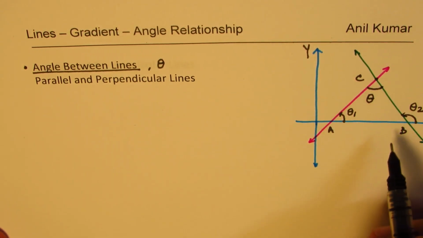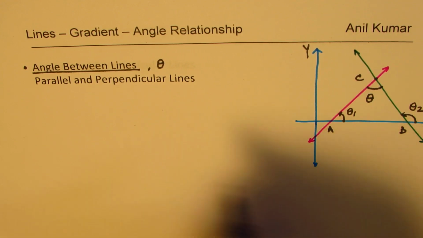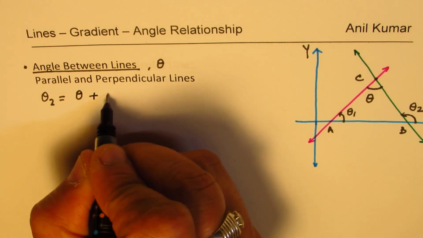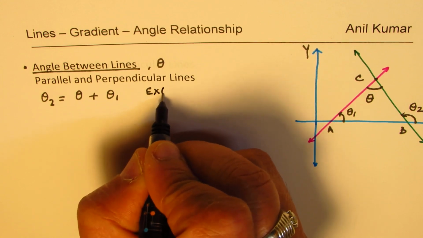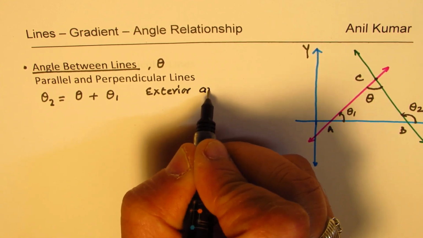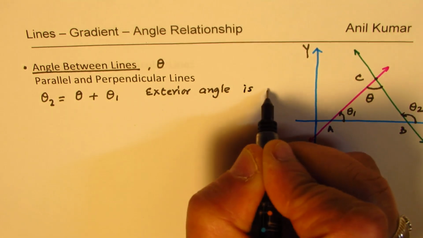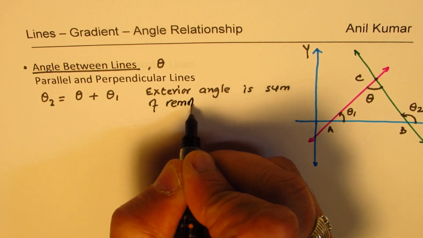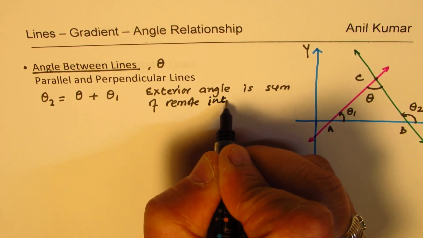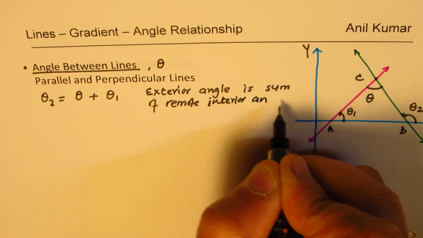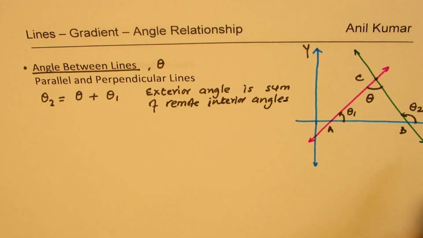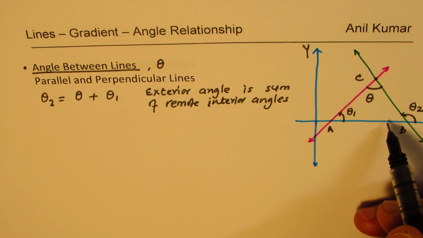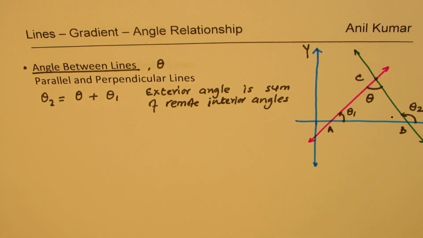Okay. Now to get this relation, we know that theta 2 is an exterior angle. So angle theta 2 should be equal to angle theta plus angle theta 1, right? Since it is an exterior angle, it is the sum of the remote interior angles, that's the theorem, right? Correct? Even otherwise, you can figure this out. This angle will be 180 minus the sum of these two, and that is 180 minus that angle. Correct? So you get it either way.